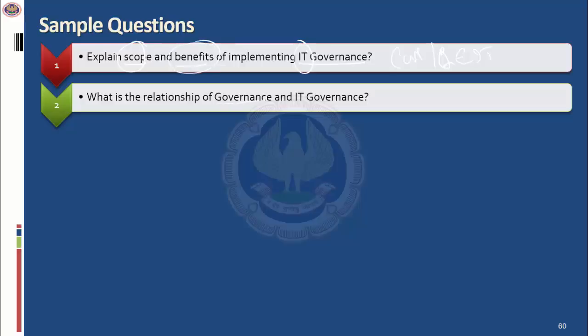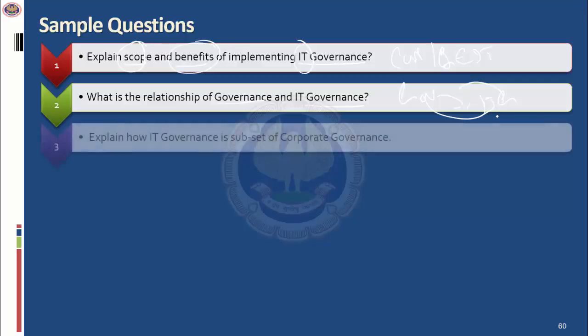What is the relationship of governance and IT governance? So in this case, you know very clearly that governance is macro in nature, and a subset of governance is IT governance. And IT governance impacts how the enterprise is able to achieve the objectives and vice versa. Governance has to ensure that IT is used strategically for achieving the enterprise objectives. Now let's look at the next aspect. Explain how IT governance is a subset of corporate governance.